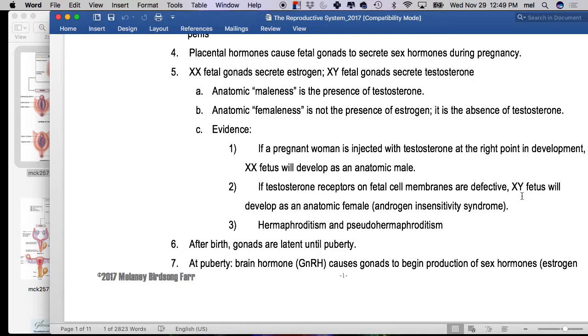Okay, so what we will talk about next time is we'll talk about hermaphroditism and pseudohermaphroditism, and then we'll also talk about intersex, and then we'll get into the normal female anatomical development and the normal male anatomical development.